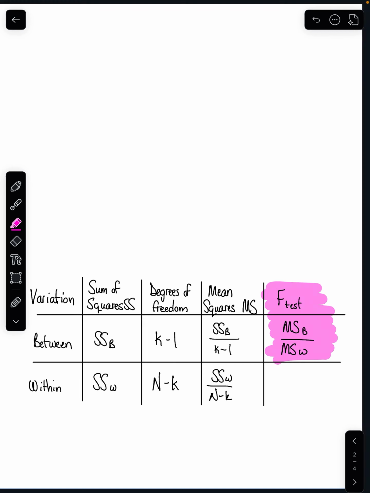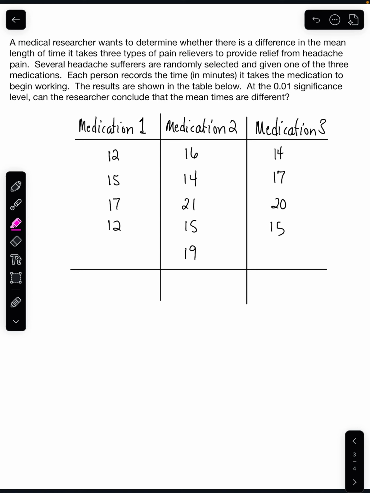Let's look at an example then. We'll keep it small so that the calculations don't get completely out of hand. A medical researcher wants to determine whether there is a difference in the mean length of time that it takes 3 types of pain relievers to provide relief from headache pain. So several headache sufferers are randomly selected and given one of the 3 medications. Each person records the time in minutes that it takes the medication to begin working, and the results are shown in the table. We're going to do the one-way analysis of variance here using a 0.01 significance level.